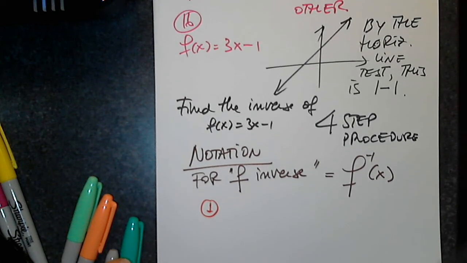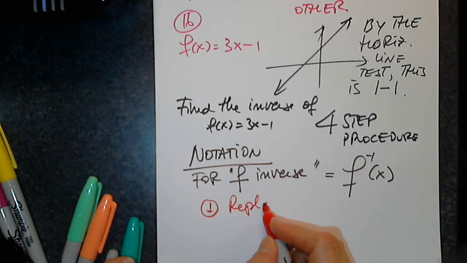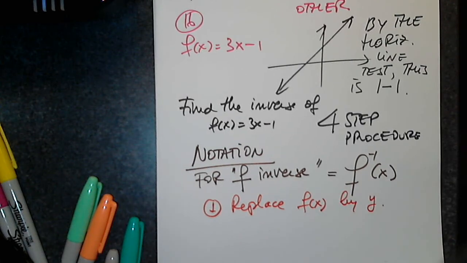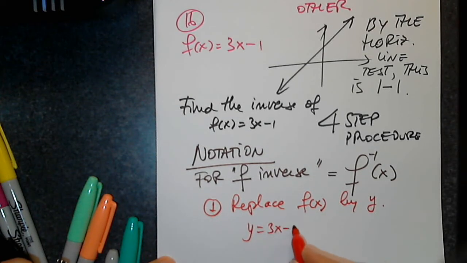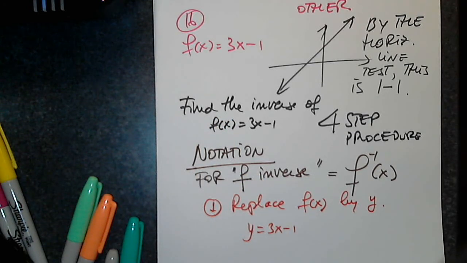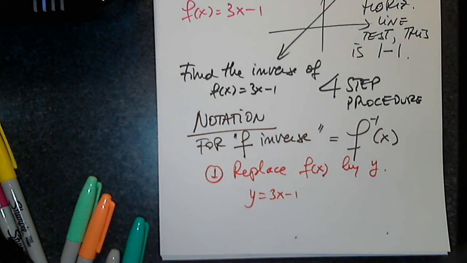Step number 1. And you tell me if this is legitimate. Replace the notation f of x by y. Am I allowed to do that? Right. So in other words, I want to write this as y equals 3x minus 1. Am I allowed to replace this notation f of x by the notation y? Because they mean the same thing. They are determined in the same way. They are graphed in the same place. Good. Perfect.